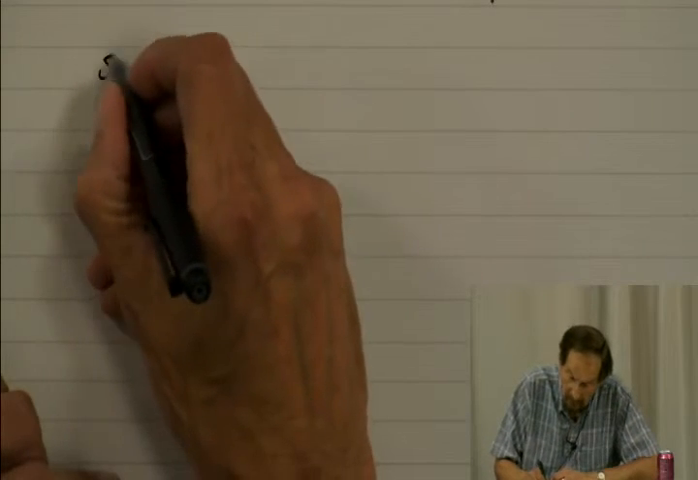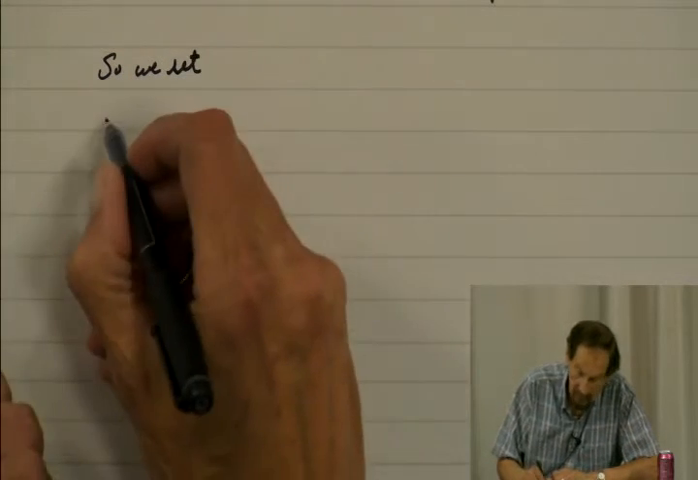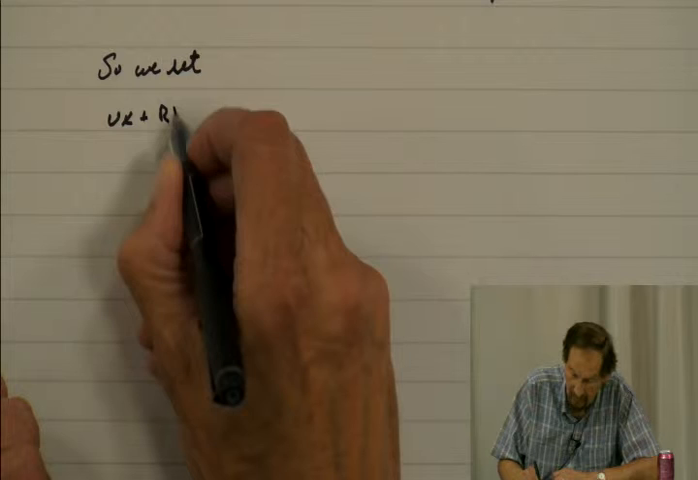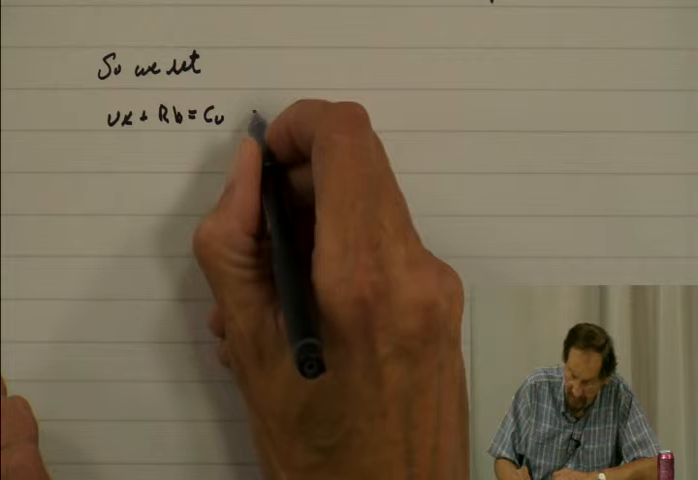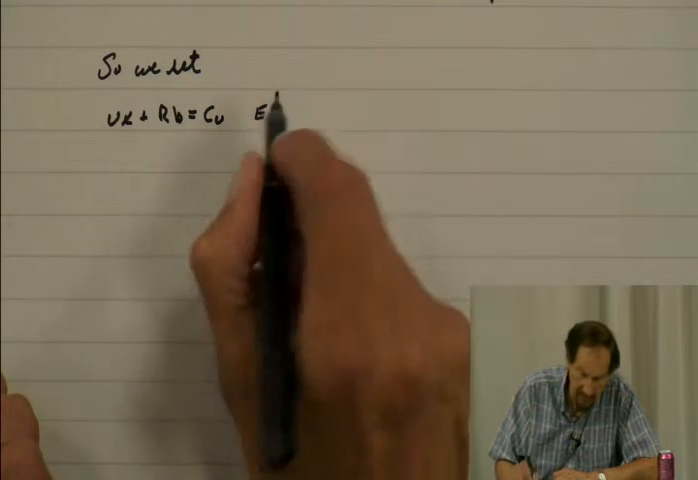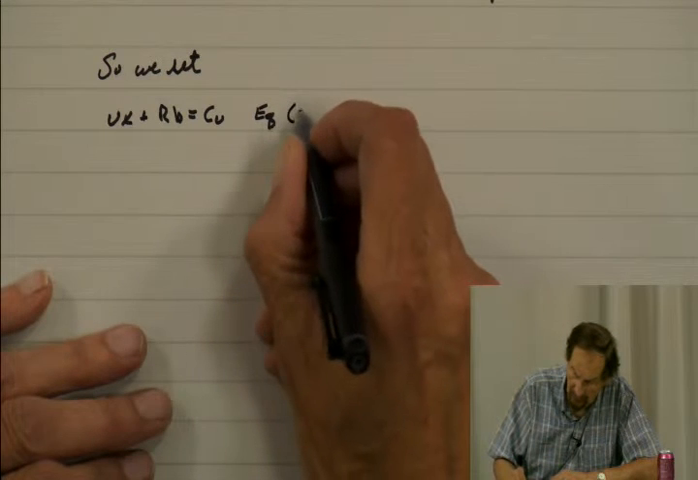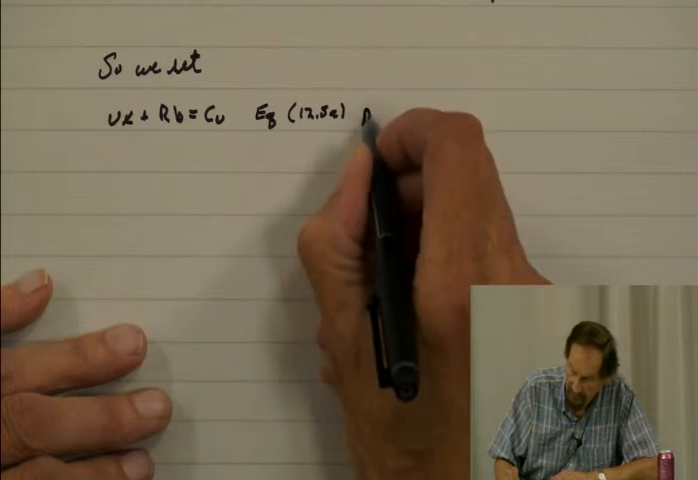Let's see if we can go right ahead. So we set UX plus RB equal to CU, and this is an equation. The book derives this. I may go over the derivation next time, but it's really not necessary. Equation 12.5a, page 328.